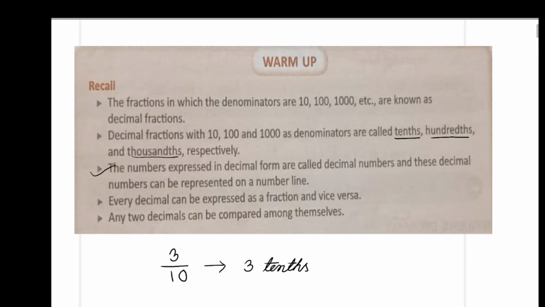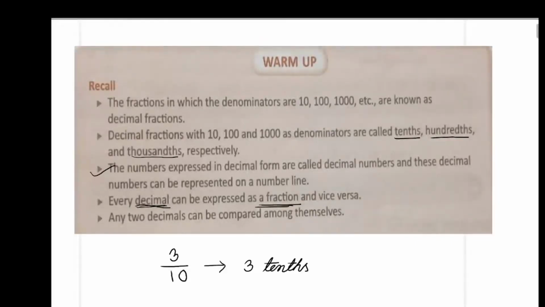Next, the numbers expressed in decimal form are called decimal numbers, and these decimal numbers can be represented on a number line. Every decimal can be expressed as a fraction and vice versa. That means a decimal can be expressed as a fraction, and a fraction can be expressed as a decimal. Any two decimals can be compared among themselves. That means we can compare decimal numbers.